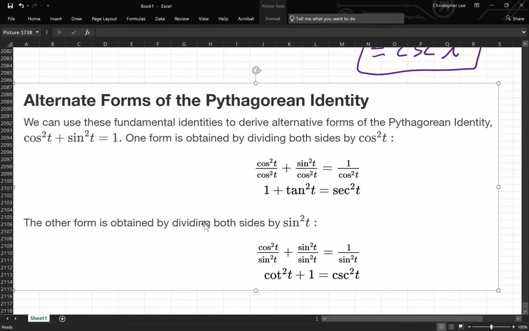The other form is obtained by dividing both sides by sine squared t. Divide everything by sine squared t, you get cotangent squared t plus 1 is equal to cosecant squared t. Cool, right? All you got to remember, cosine squared plus sine squared equals 1, right? That's the main one right there.